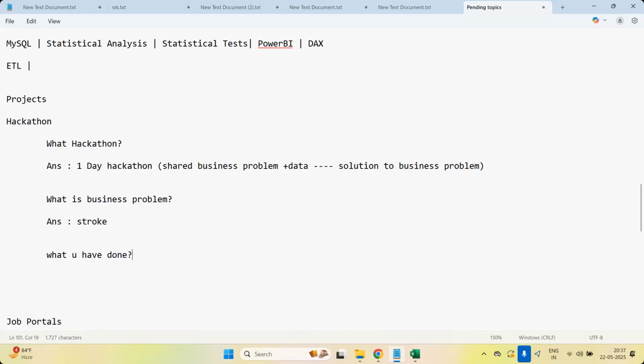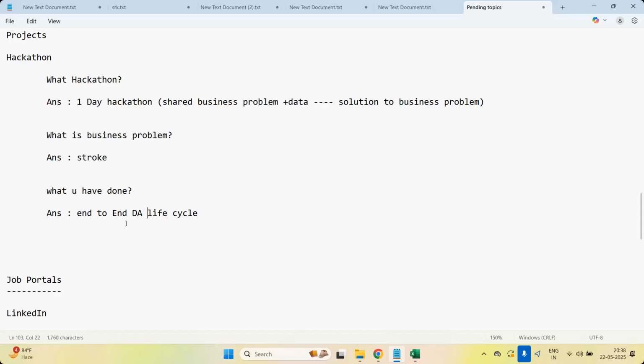Then automatically you are going to say that I have implemented the end-to-end life cycle. Now, obviously they'll ask, what is the end-to-end life cycle? The end-to-end data analytics life cycle I have implemented in this project. Next question obviously will be, what is the end-to-end life cycle?